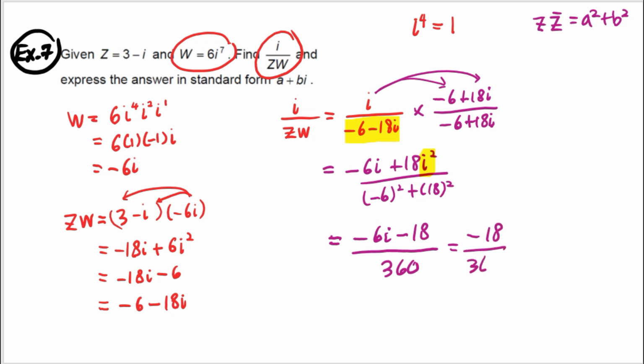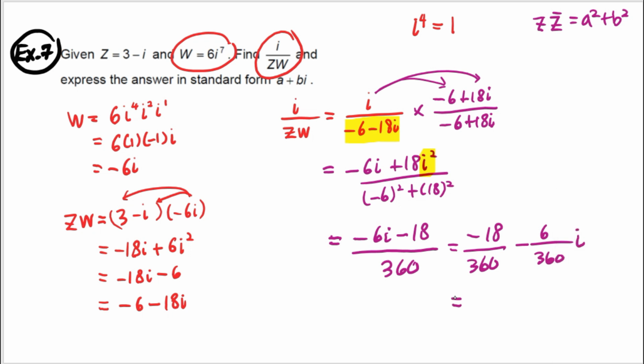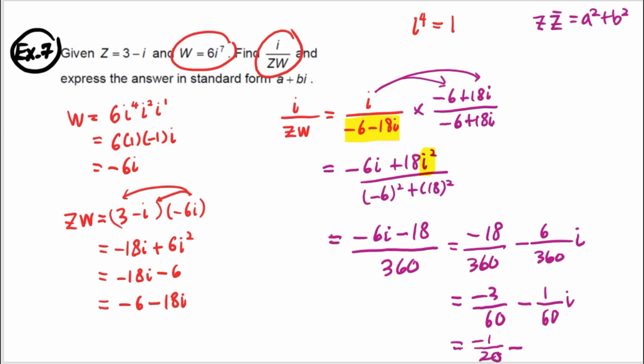So negative 18 over 360 minus 6 over 360 I, and you can simplify this by dividing by 6 on both. So we get negative 3 over 60 minus 1 over 60 I. And this 3 over 60 can still be simplified. It will become negative 1 over 20 minus 1 over 60 I. Right, now we are done with this one.